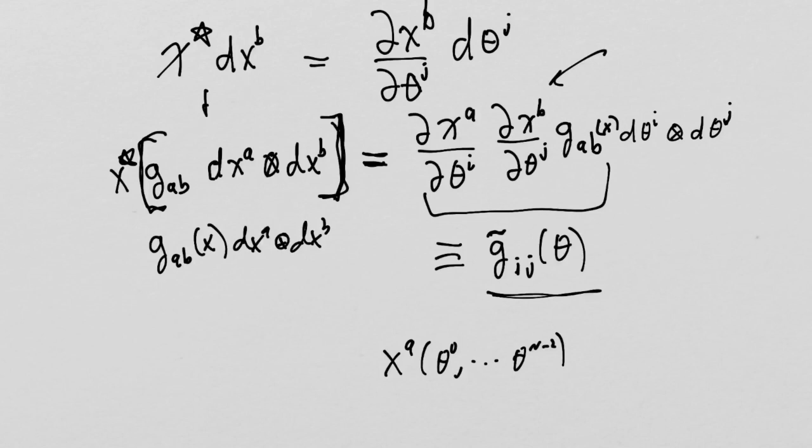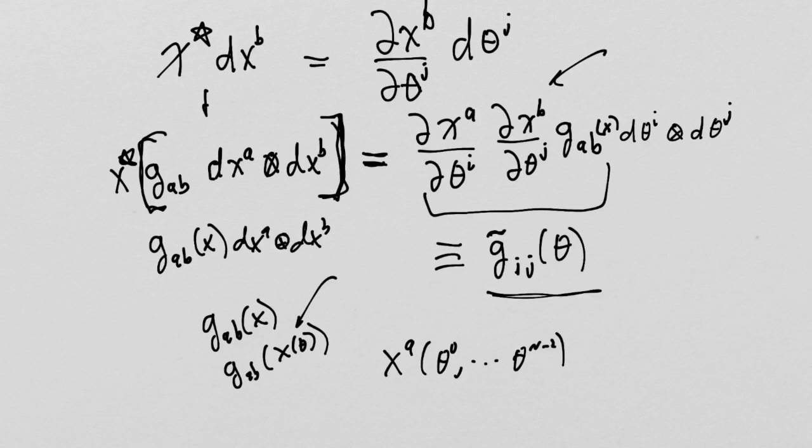Wait. Right. That's not a good way to say it. The way to say it is G_AB is a function of x, but x is a function of theta. So G_AB can always be made into a function of theta via the transfer function, right? So in the end, this is always a function of theta. You're basically restricting the values of x to theta. So that's how that works.